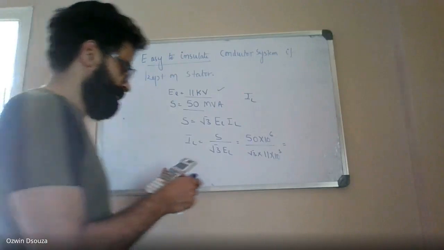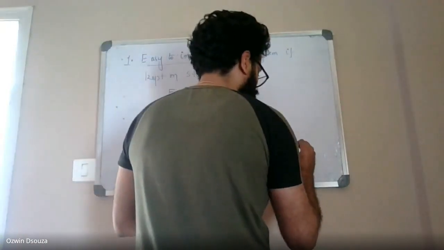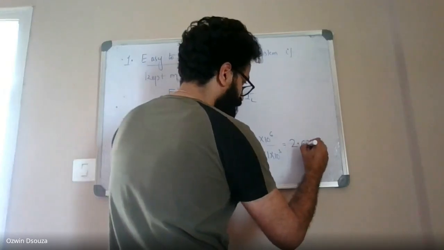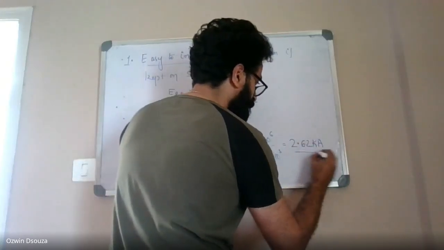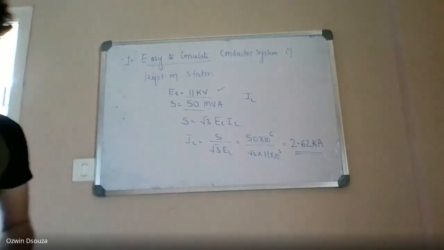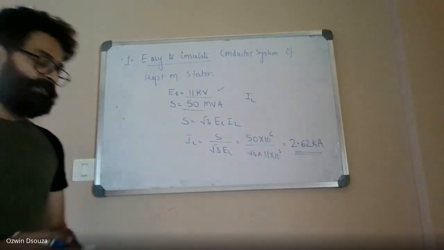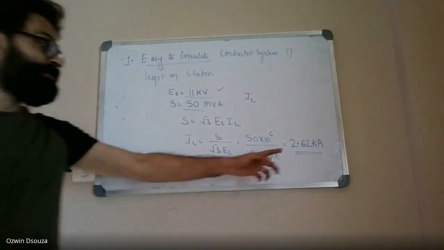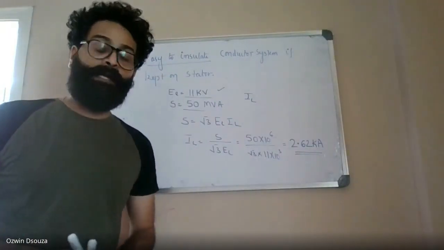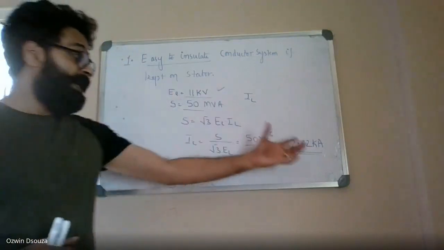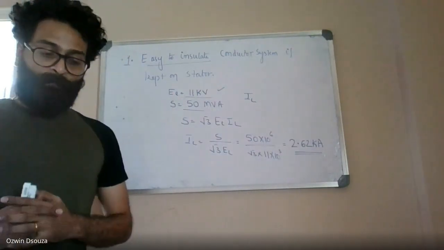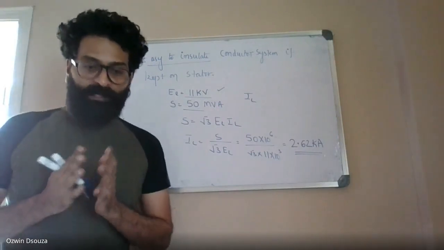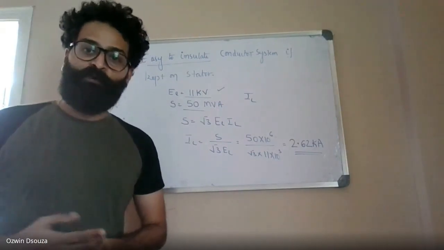So the current value, you will be astonished to see, is 2.62 kiloamperes, or in other words, you can say 2600 amperes. So imagine the magnitude of current, 2600 amperes. This high current can produce a tremendous amount of heat. Now, in order to protect the conductors from heat, you have to go for insulation.